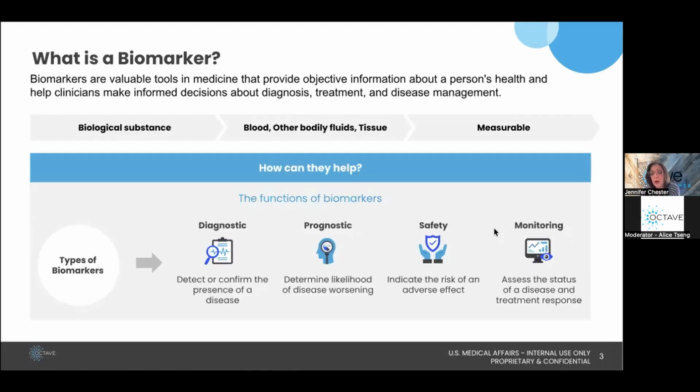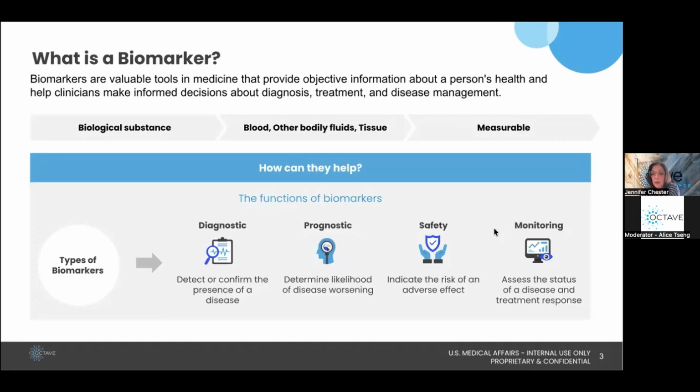Next, we look at biomarkers that are prognostic. So this determines likelihood of a disease worsening. A good example of this would be a PSA. That is a test that is done to look for cancer or the likelihood of cancer, prostate cancer. Next, we look at biomarkers in regards to safety. So this indicates the risk of an adverse effect. A good example is liver enzymes. So your doctor will check liver enzymes looking for adverse effects from medication.